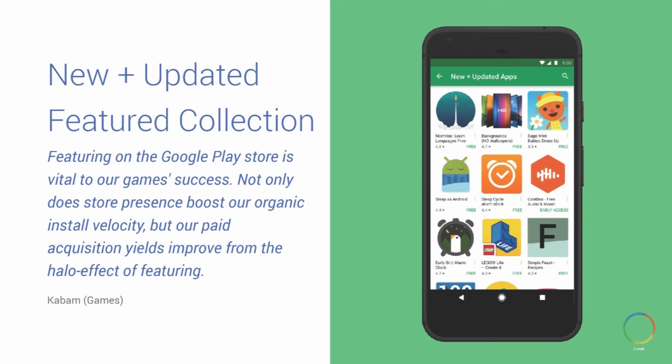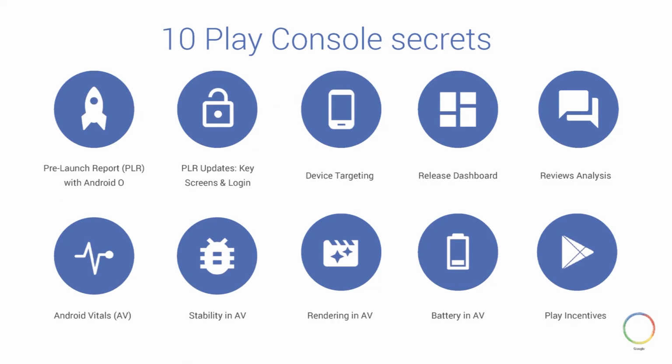Finally, we also have our editorial sections of the Google Play Store, new and updated features collection, when we pick, and also promoted apps. Again, there is a quality bar for an app to be considered as part of these sections. And again, we want to use Android Vitals measures in order to make sure that only the best apps can be shown off here. So that's your 10th secret. Play incentives for high-performing apps.